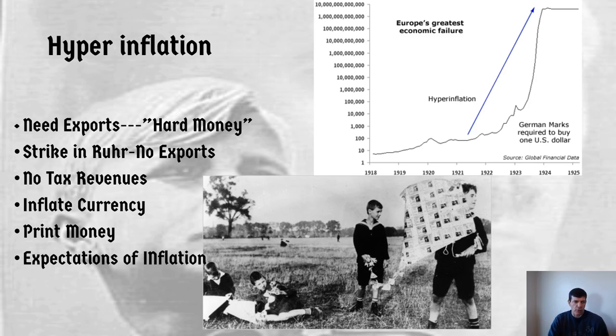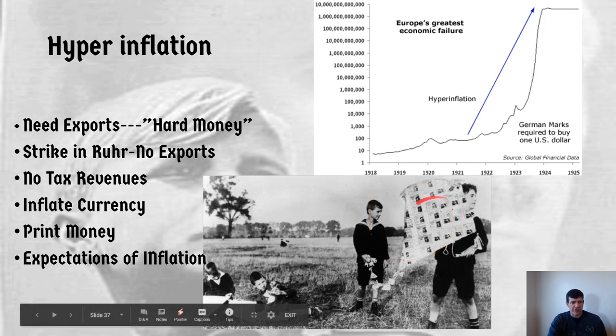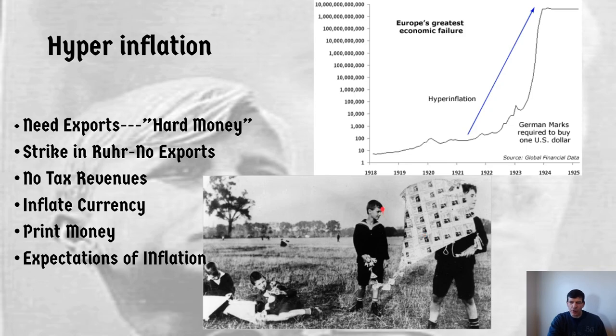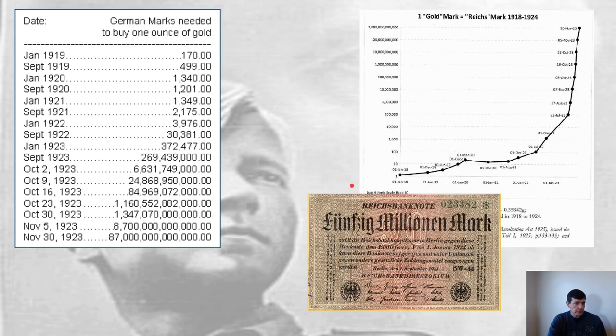Get any product you ever wanted. And if you had a 1,000 mark bill by the summer, it was completely worthless. That's why I have all these pictures of children making kites or toys out of old marks, because they were worth less than, and I'm not exaggerating, toilet paper. And so here's the number of marks to buy 1 ounce of gold. As you can see, when hyperinflation just started at the end of 1922, 30,000, 87 trillion. Is that a trillion? It's hard to even wrap your mind around this.